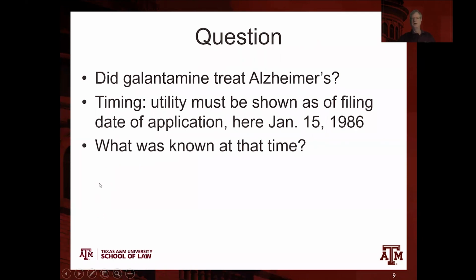But the question was, right, had you shown a practical utility? Did we know that galantamine was going to be effective in treating Alzheimer's? And in terms of timing, lots of these requirements that we're going to be looking at this week tie to the date the application was filed, the effective filing date of the application. So the utility must be known or shown as of the filing date of the application. And so the question is, what was known at that time? Not when the patent issues, not what came to be known later in time, but what was known at that time.